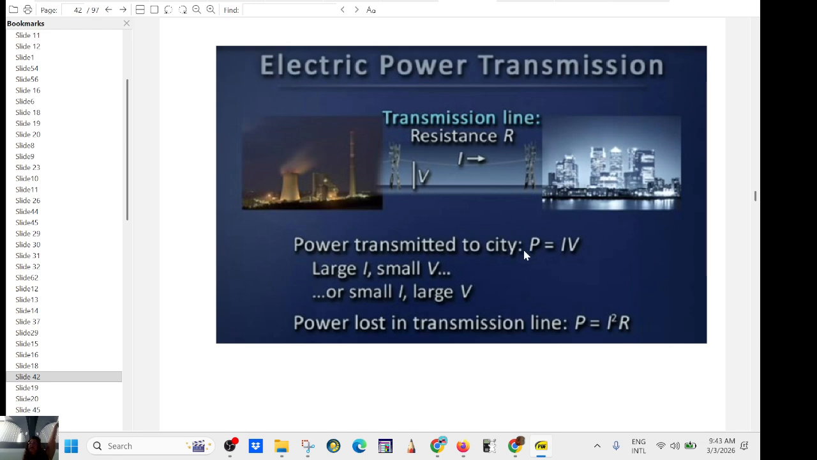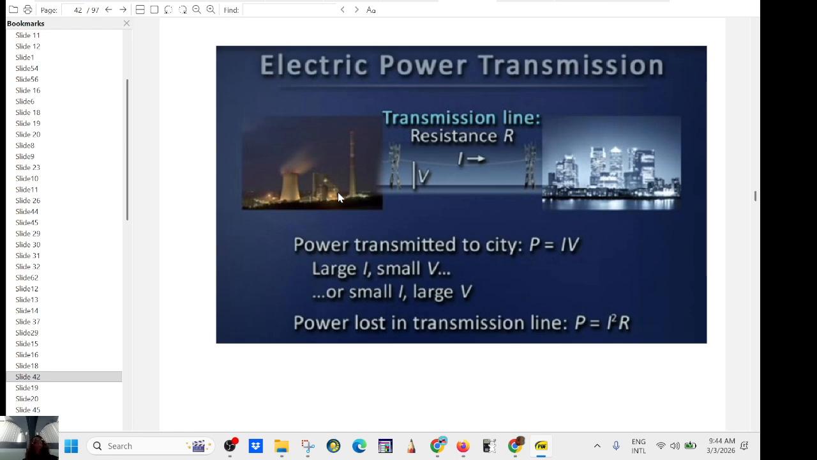So for the same power, if you multiply the voltage by 10, the current will be divided by 10. If the current is divided by 10, the current squared is divided by 100. So you are losing less energy to heat. That's why those lines are high tension.